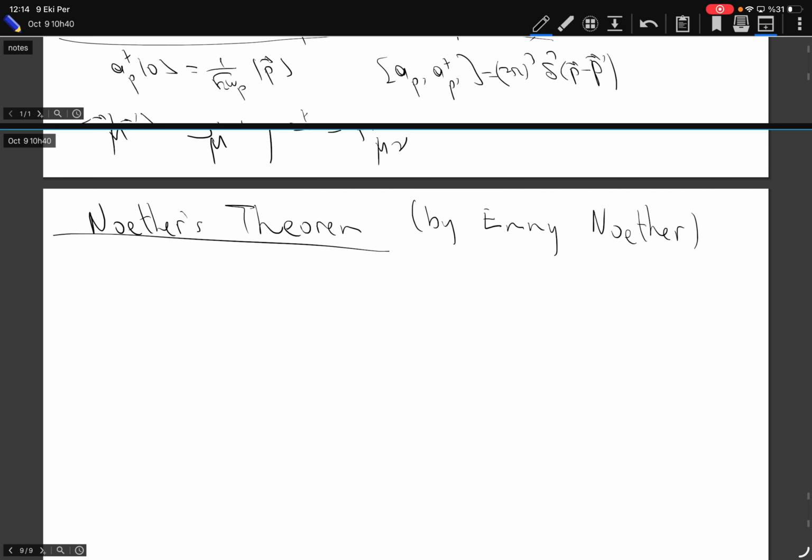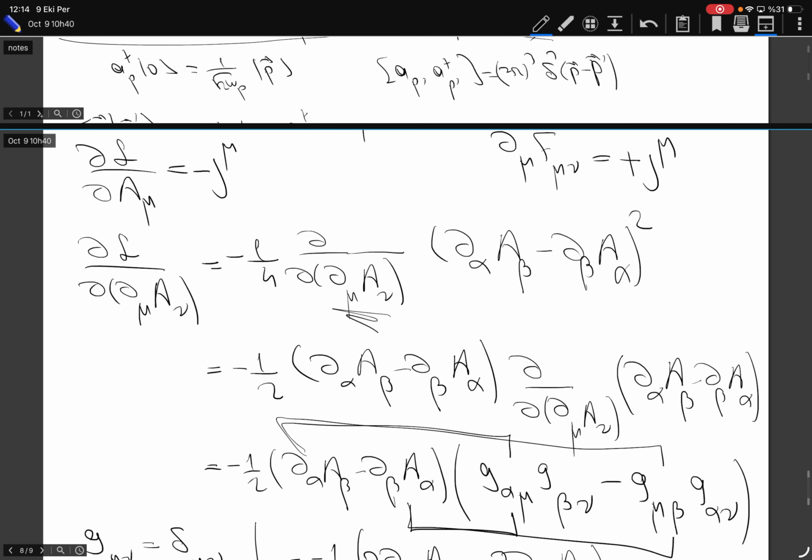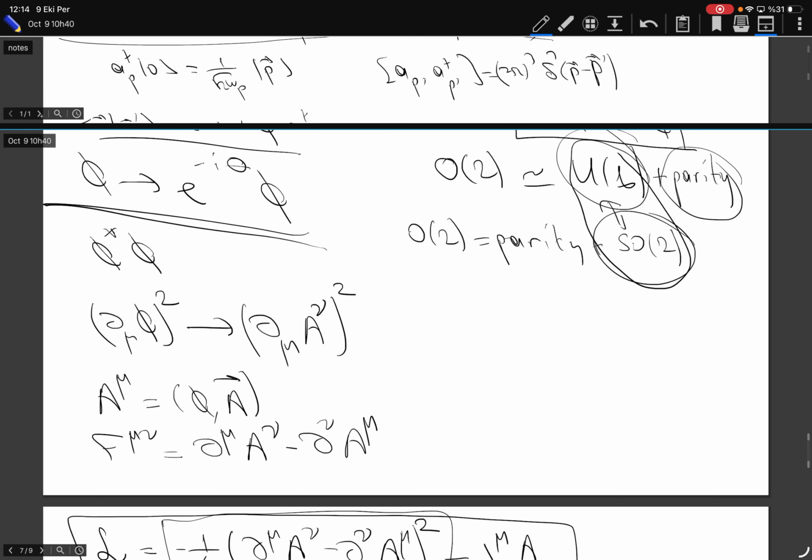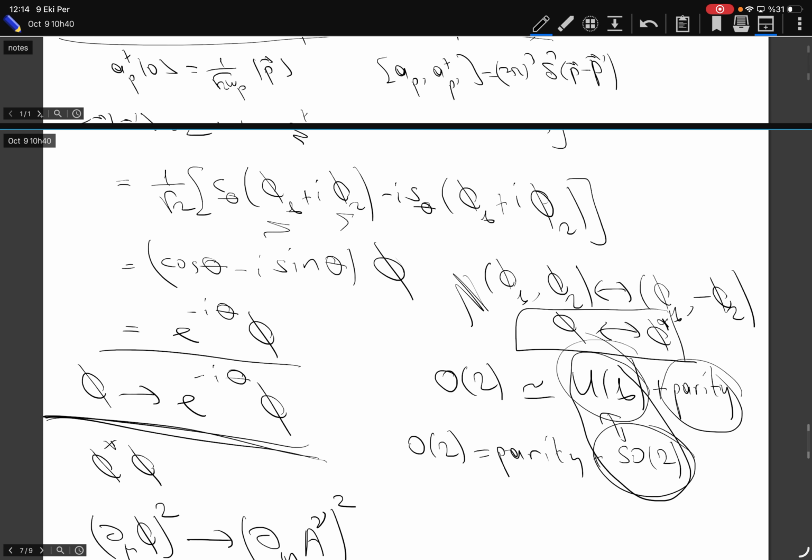Well, the same thing also holds here. If you have a symmetry, we should get a conservation law. Now, we had already seen many symmetries, like for the complex field, we have this symmetry under phase redefinitions.